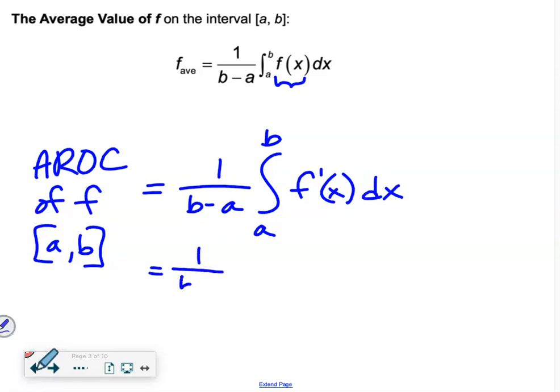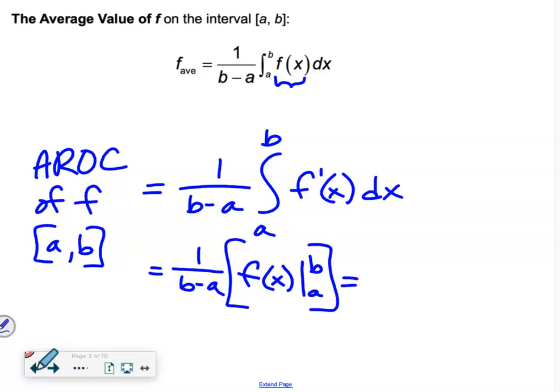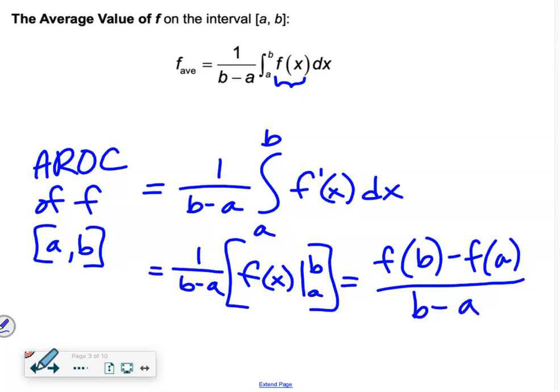What's the antiderivative of f prime? F. It's amazing, right? Math does work. Incredible. So if you ever happen to forget your average rate of change formula, you could do the average value formula on the rate of change. Okay, so there you go. All right, moving on.